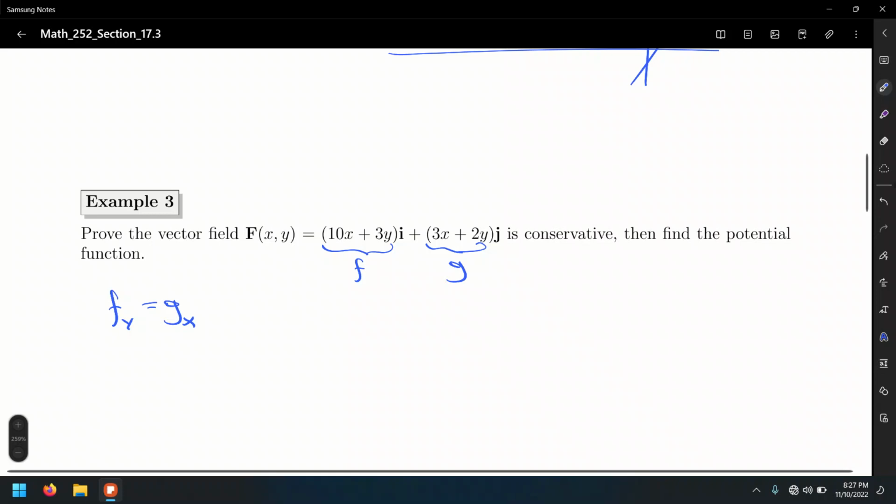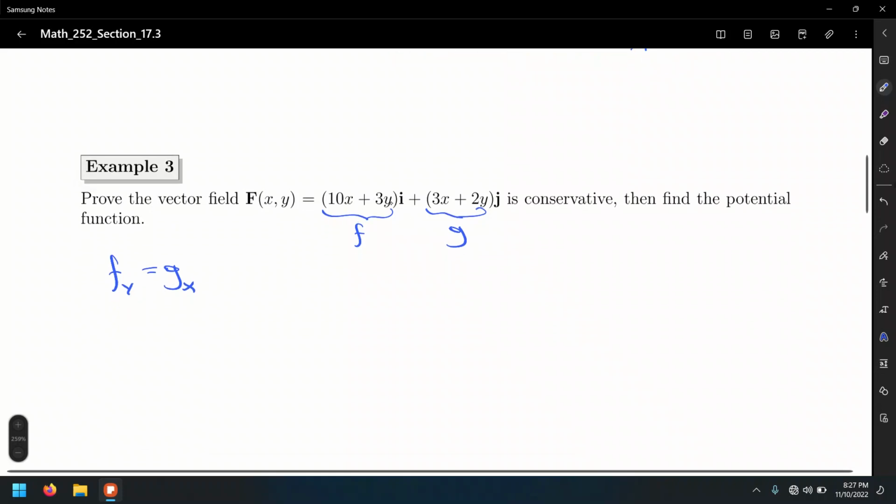So here's the thing. Even though these functions in terms of i and j look integrable, yes, I agree with that, however, this cannot be just integrated if we are not sure that this vector field is conservative. All right, so what's the partial of f with respect to y? 3. What's the partial of g with respect to x? Same. Therefore, F is conservative.